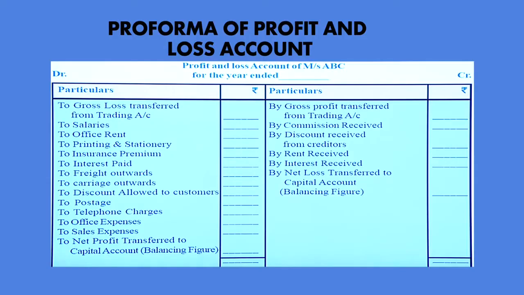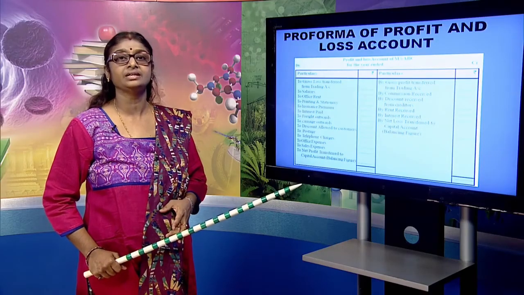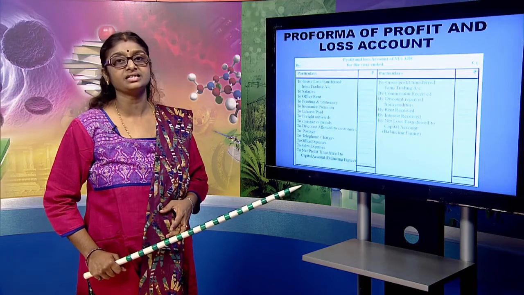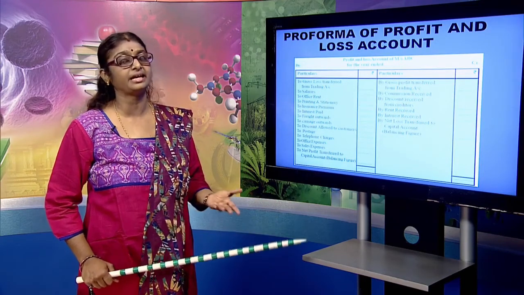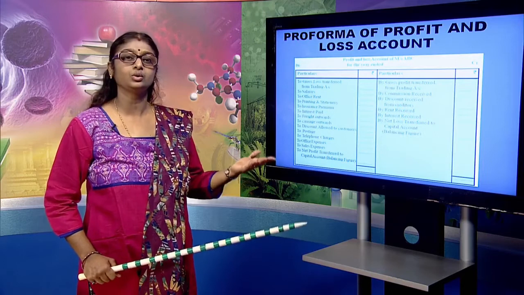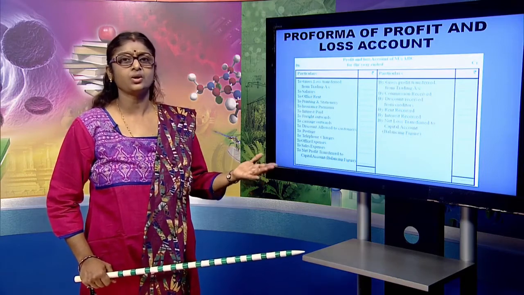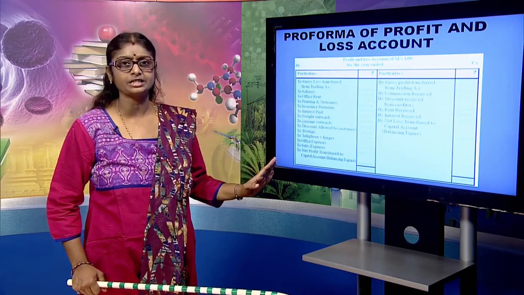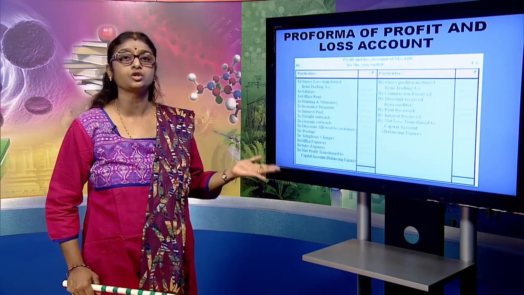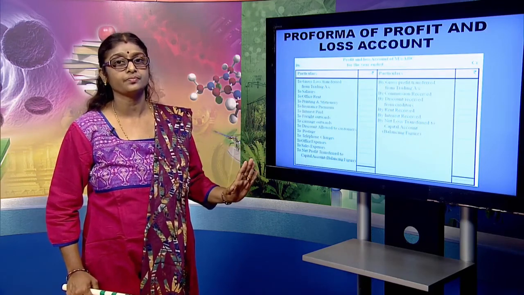Income will come on the credit side of the profit and loss account, that is commission received, discount received, rent received, interest received, etc. can be income. So I have included that in the format. So we have written all the direct expenses and we have brought down the gross profit or gross loss.